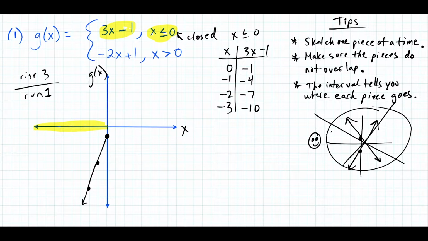So now for the next part of this. The next piece is when x is greater than 0. And we're only going to be drawing the line negative 2x plus 1 when x is greater than 0. And when x is greater than 0, we're on the positive side of the x-axis. Now, one thing to comment here, when it's x greater than 0, this means that we're going to have an open point at the beginning.